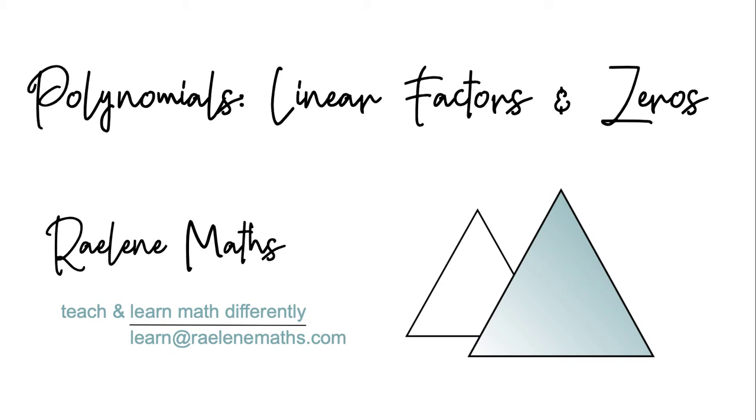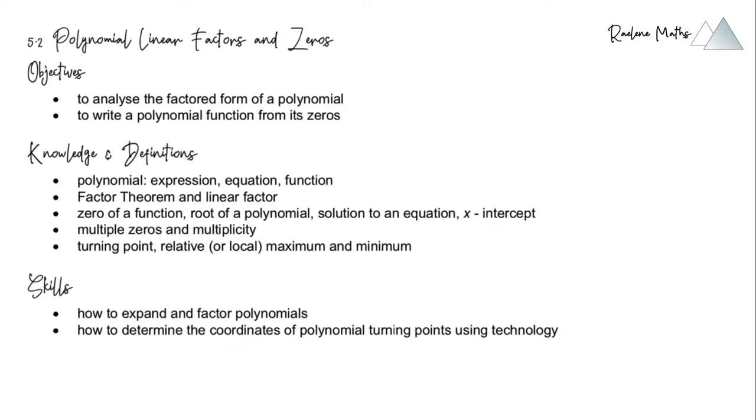In this video we're going to take a look at polynomials from the point of view of their linear factors and their zeros. Our objective is to look at the factored form of a polynomial and from the factored form see what the zeros or the x-intercepts are of the graph. We've got some different knowledge and definitions and some skills that we'll go through in the video.